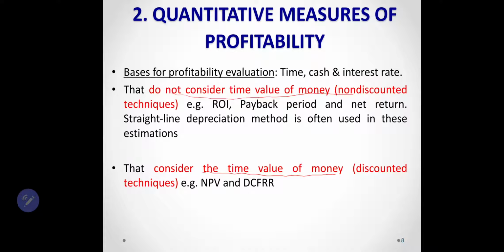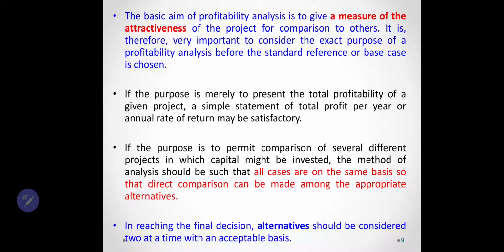Examples of the non-discounted techniques, or the ones that do not consider the time value of money, are return on investment, payback period, and net return. For these methods, the straight line depreciation method is often used, when it comes to the time value of the equipment, not the time value of money this time around. The second group includes the NPV, which is your net present value, and the discounted cash flow rate of return, which we'll be looking at in the next couple of slides.